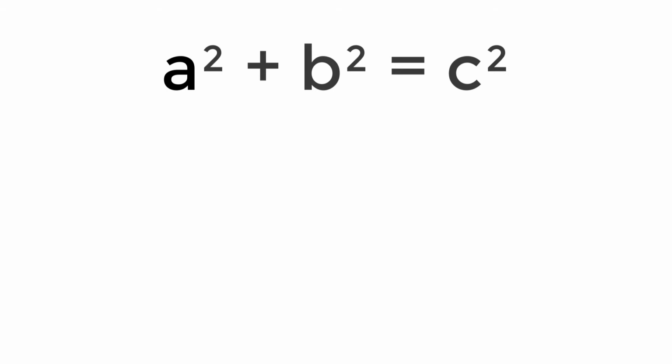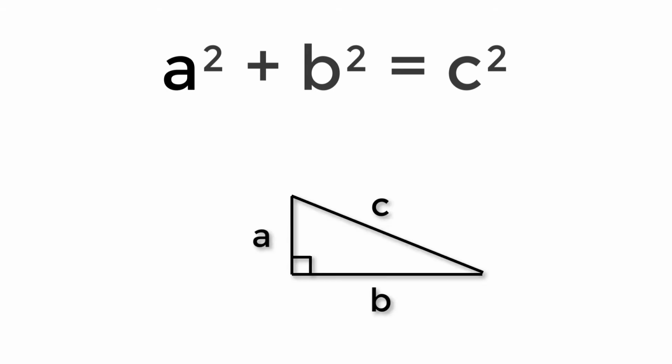First, let's review the theorem. A squared plus b squared equals c squared. In this equation, c is the hypotenuse, which is always the longest side of the right triangle. Here's an example. This is what's called the 3, 4, 5 right triangle. Let's solve for c, the hypotenuse.